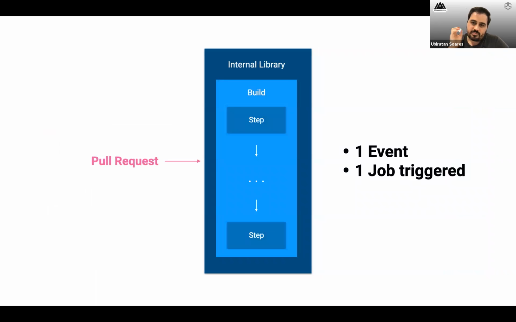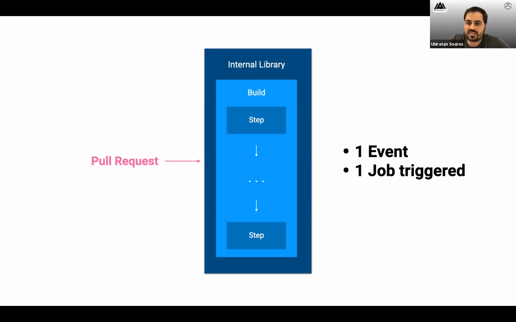In this case here, just an example, we have a workflow called internal library. This workflow is defined by only one pipeline, which is called build. A pipeline contains a bunch of steps. We will see more about that in 1 minute. In this example, the workflow is triggered by the pull request event on GitHub. So we have one event triggering one job wrapped by this particular workflow.